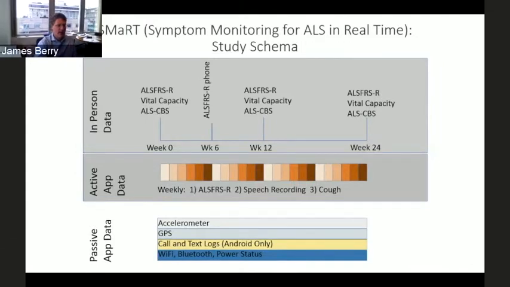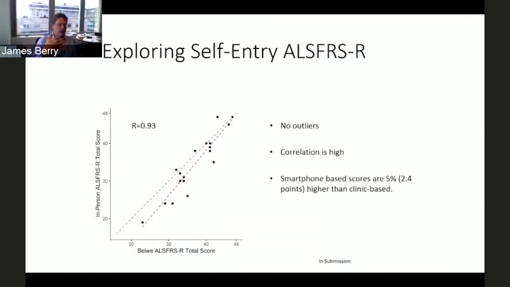One of the first questions we asked is really, does a self-entry ALSFRS-R, which is not how this questionnaire was meant to be used, correlate well with an in-clinic delivered ALSFRS-R? And you can see this is a pilot project. We don't see outliers. The correlation is very high. When you allow people to enter their own score, it's about 5% higher than clinic-based. So that seems to be true in this data set. We have some follow-on data sets where it also seems to be true. Very highly correlated, I think could be useful.